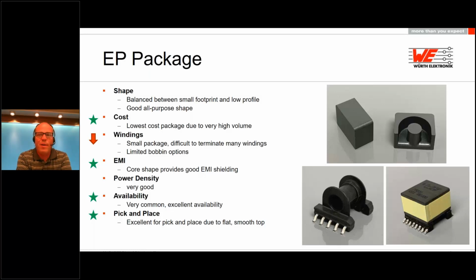EPs are one of the smaller packages on the market, so they aren't great for high power applications, but are an excellent choice for lower power applications that require low cost. There's just this extensive amount of tooling that's been developed for automating EP packages. So again, if you're looking for a low cost option and your power level isn't really high, this might be your best option.